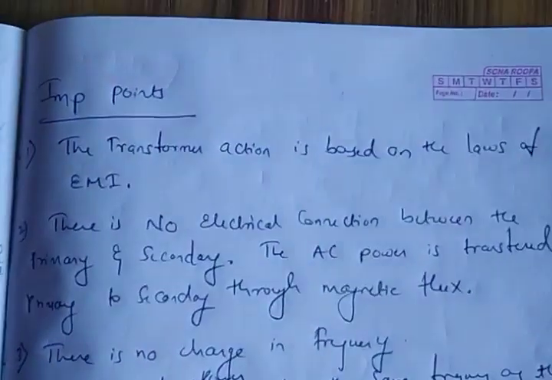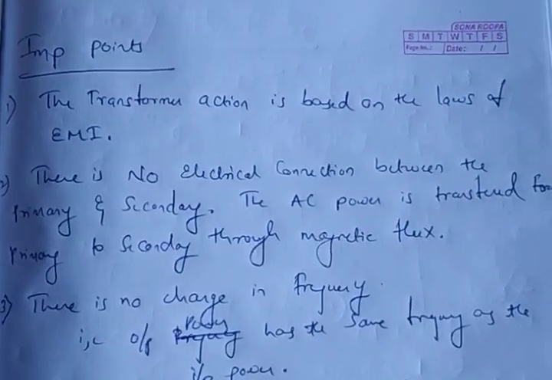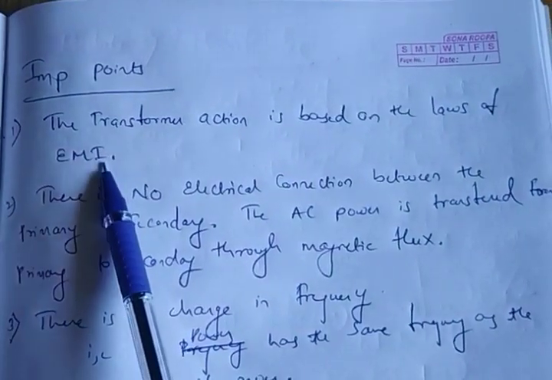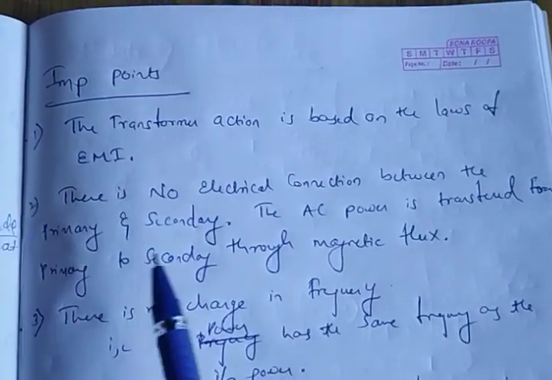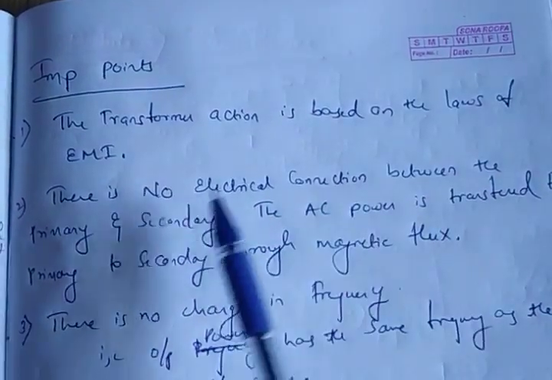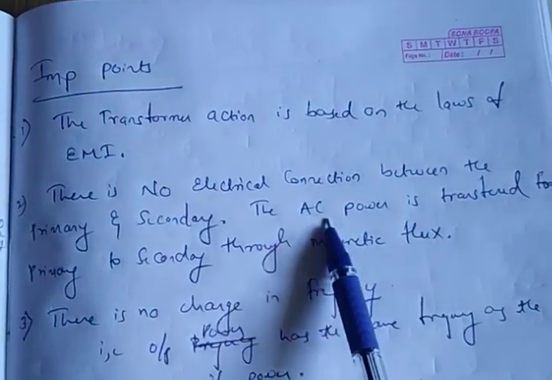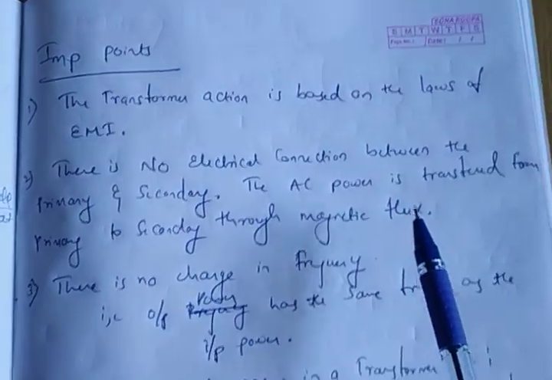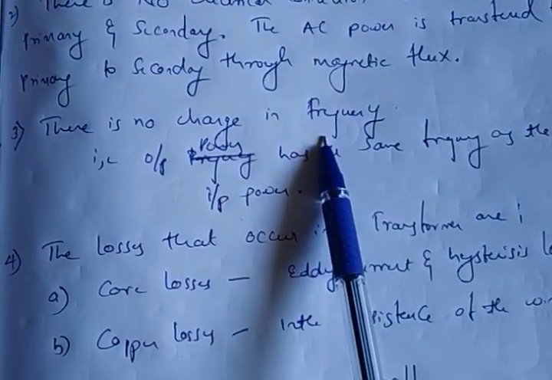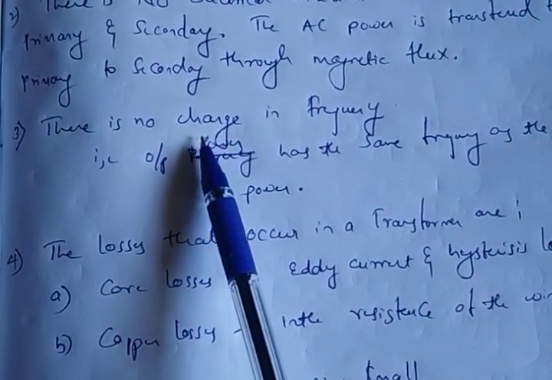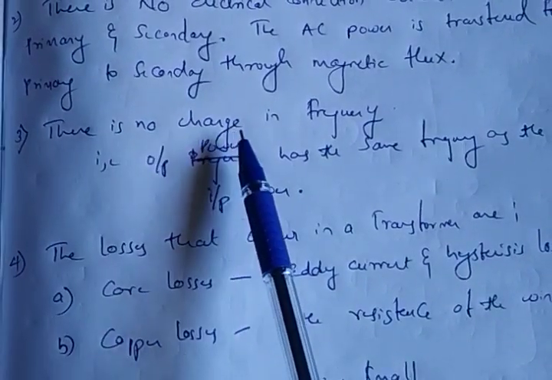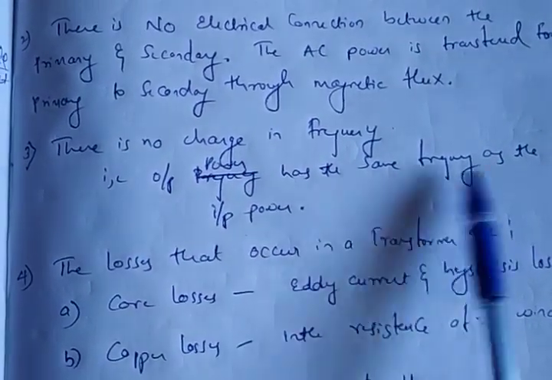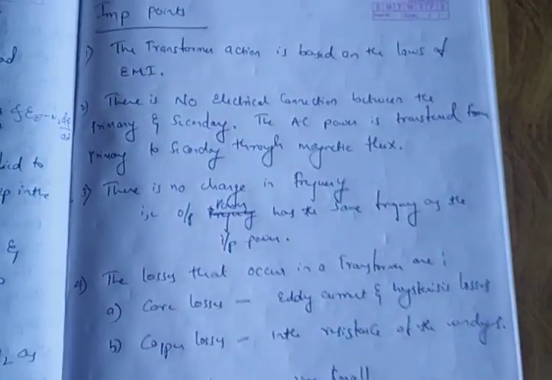So students, we should remember some important points here. The first point is that transformer action is mainly based on the laws of electromagnetic induction. The second point is there is no electrical connection between the primary and secondary, meaning the power is transferred from primary to secondary through magnetic flux. And there is no change in frequency. The voltage can be increased or decreased without changing its frequency, meaning the output power has the same frequency as that of the input power. This is also a very important point.